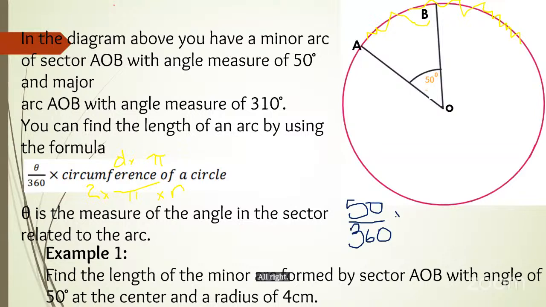Times the diameter. What is the diameter? 4. All right. Times pi, which is, we're going to use 3.14 because it wasn't stated. So we're going to be using 3.14. All right, we're going to leave this right here for now.